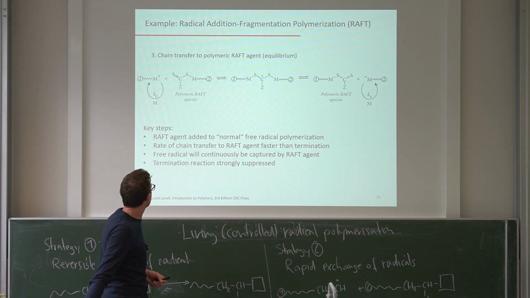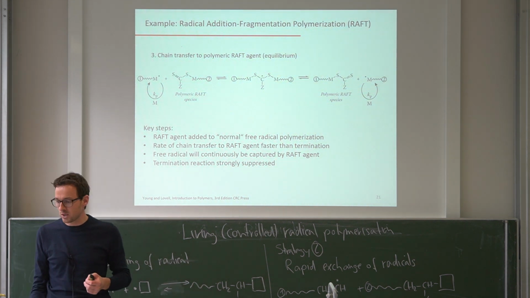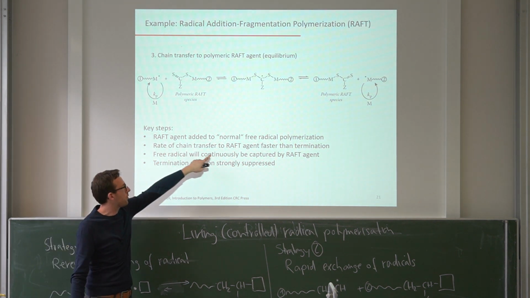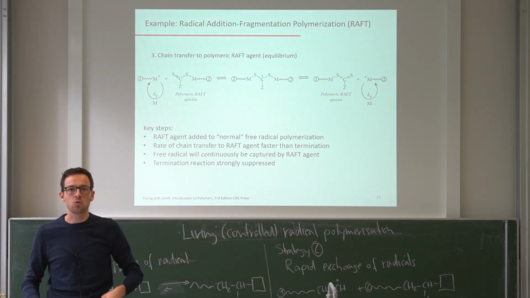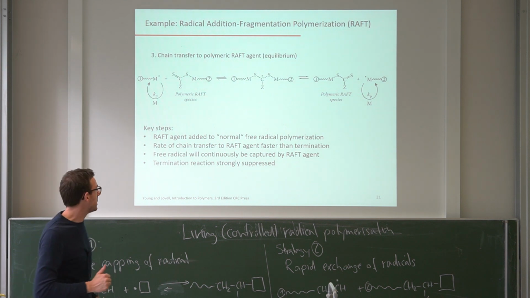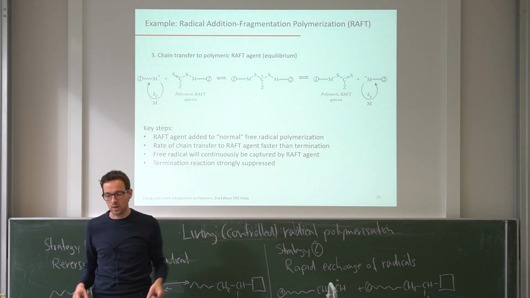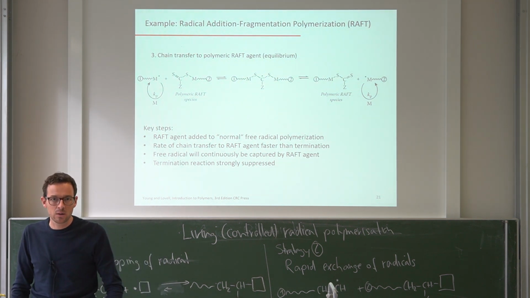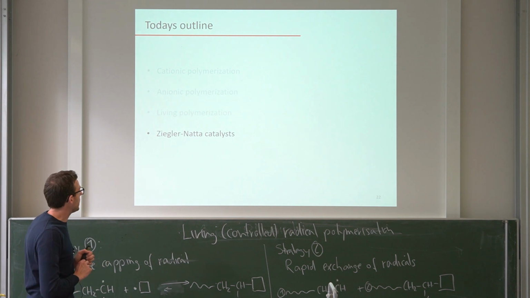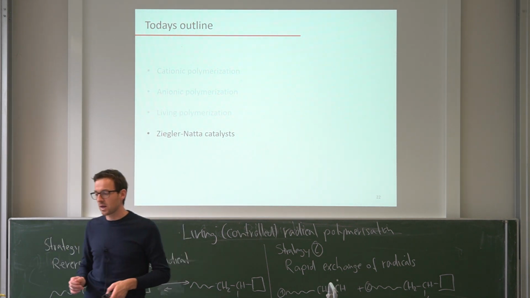Good, okay. So key steps: RAFT agent added to a normal free radical polymerization. The rate of chain transfer to RAFT agent is faster than the termination reaction, so it's always more likely to do a chain transfer than to do a termination. And that means that the free radical will be continuously captured by the RAFT agent, and this makes termination less likely. Good. Final point for today is Ziegler-Natta catalysis, or the Ziegler-Natta catalyst.